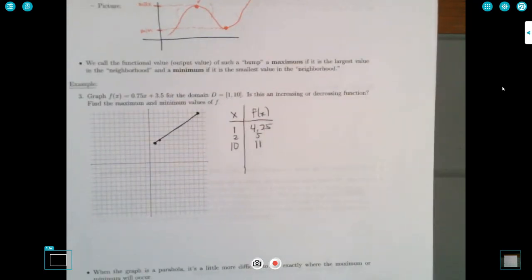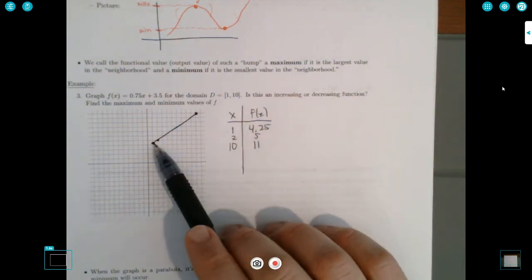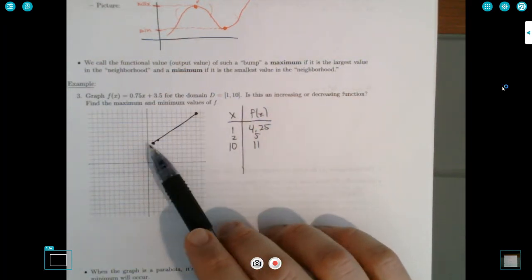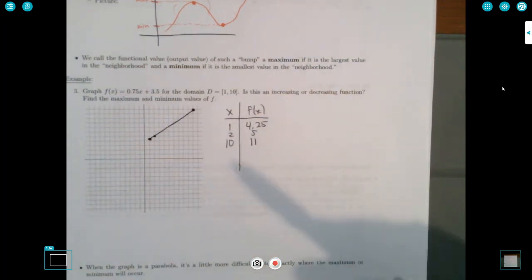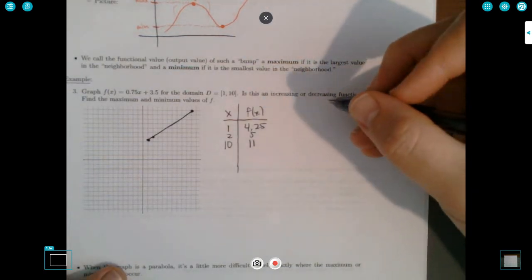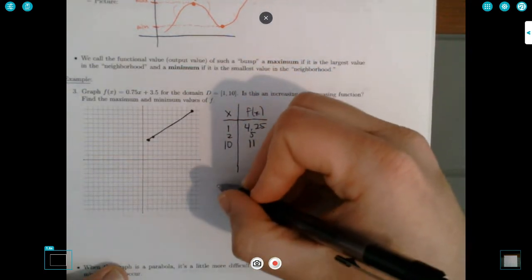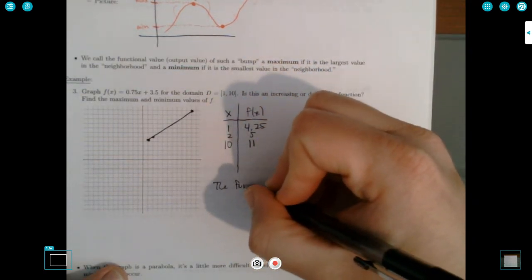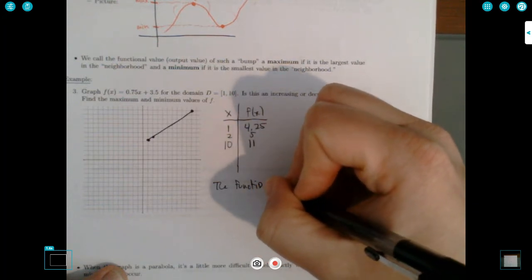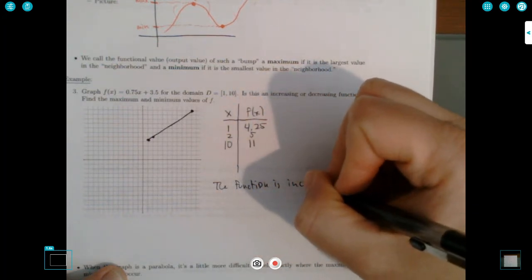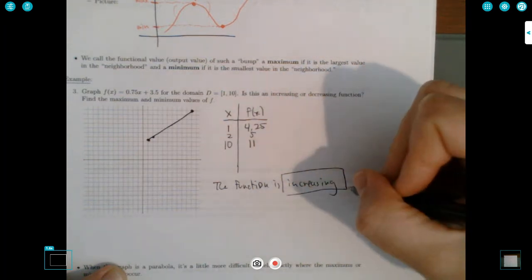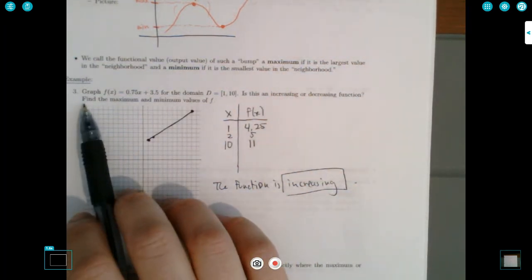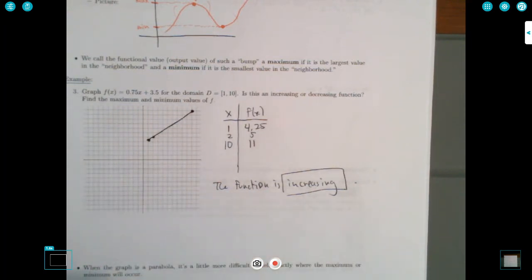Now we can answer some questions. Is this an increasing or decreasing function? Well, it's clearly increasing. If I ride this thing like a roller coaster from left to right, I'm just rising the whole time. Kind of a boring roller coaster, but the function is increasing. And then the next question asks us to find the maximum and minimum values of f.